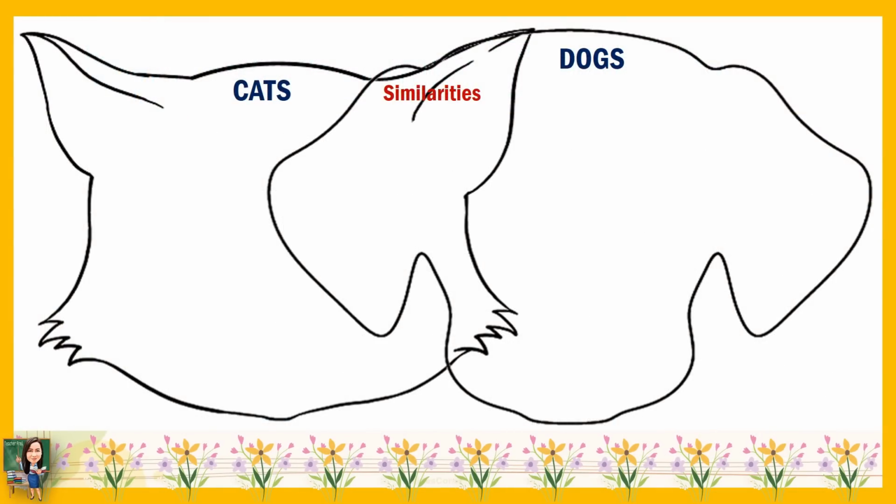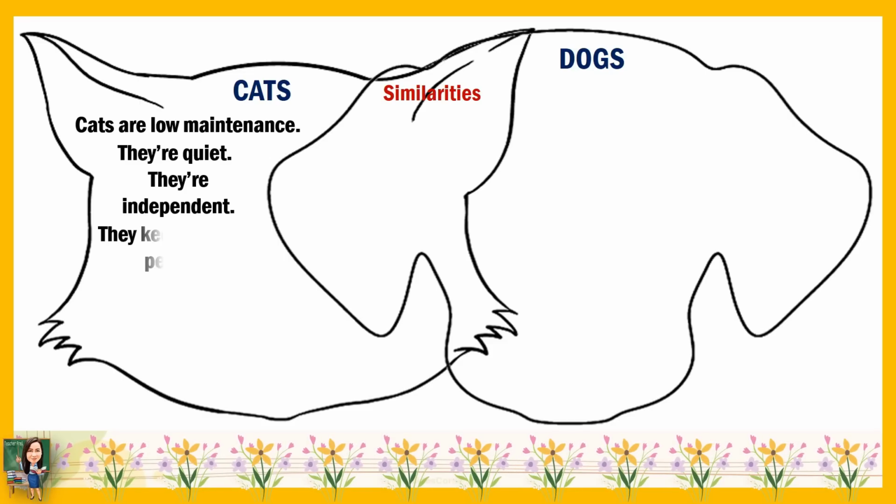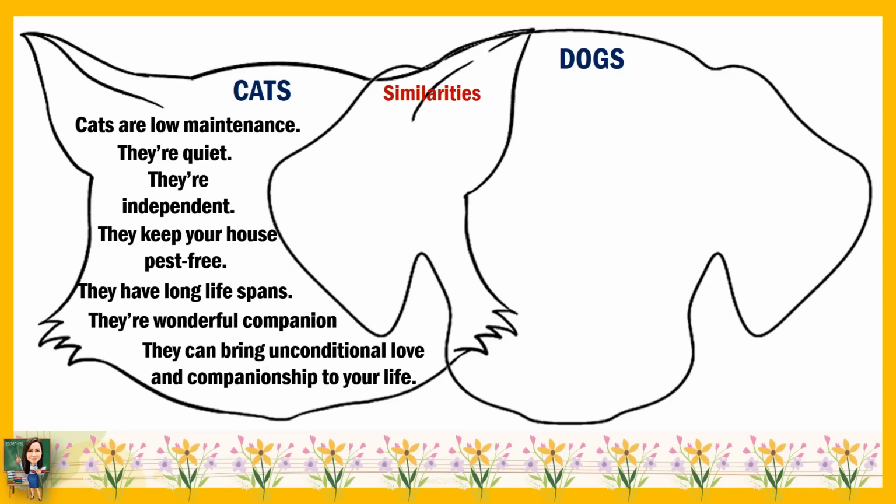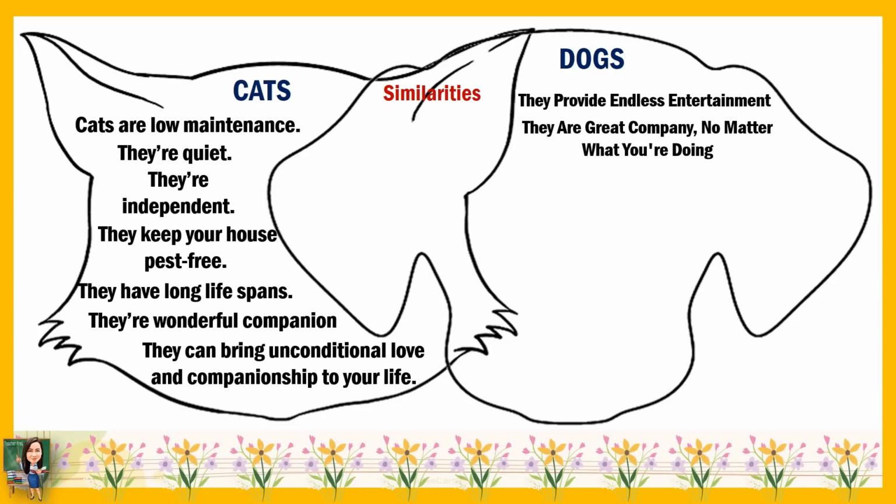Cats and dogs. Cats are low maintenance. They're quiet. They're independent. They keep your house pest free. They have long lifespans. They're wonderful companions. They can bring unconditional love and companionship to your life. While dogs provide endless entertainment. They are great company no matter what you are doing. They reduce our stress levels.